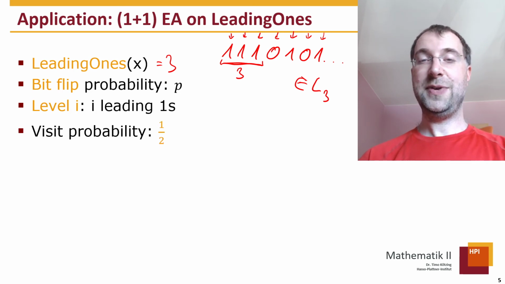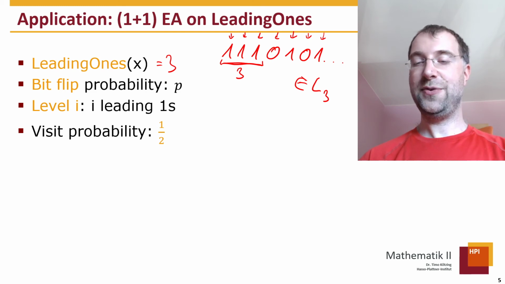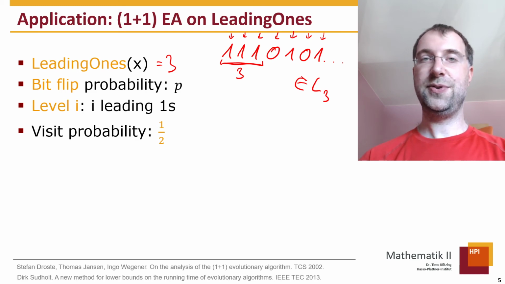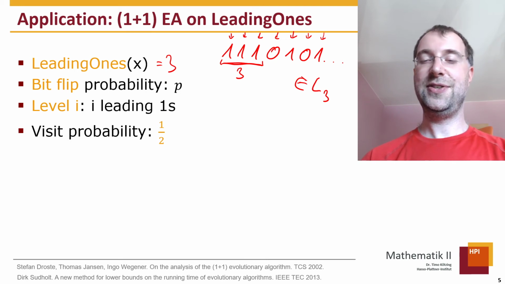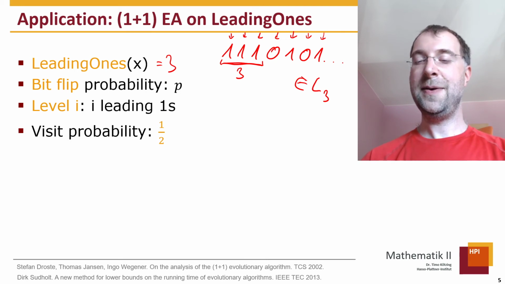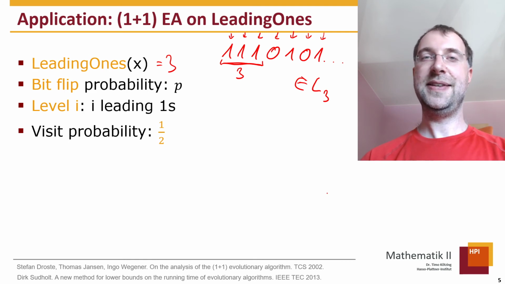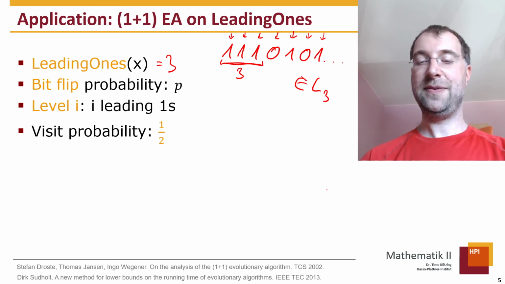We now know that we have visit probabilities for each of the different levels. This is due to previous work that showed, with some calculations, it's also not too difficult, but it's an ingenious application of some kind of symmetry, that we have visit probabilities of 1/2 for each fitness level, and these are exact probabilities. So it's not just an upper or a lower bound. It's exactly 1/2 that we visit a certain fitness level.